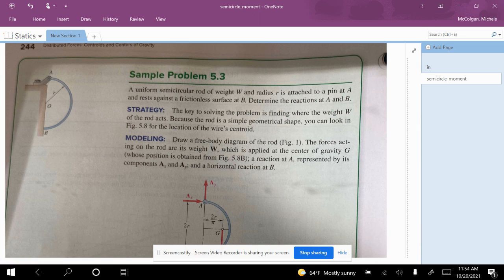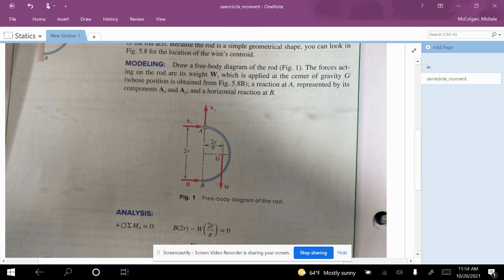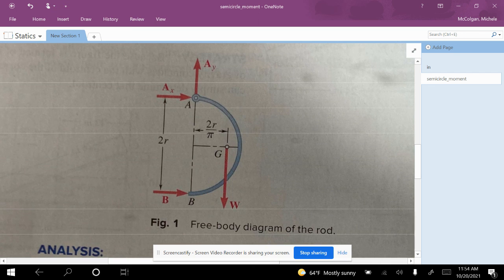There are reaction forces at A because it's holding it there, so it's going to have an AX and an AY. But then the other thing is this rod is going to have its centroid. Its centroid is going to be right around here, around its center. And so if we go down and look at the picture that they drew, right here, we can think about the moments here.